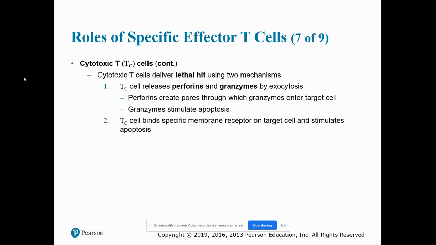Cytotoxic T cells deliver this lethal hit using two mechanisms. The first is they release these things called perforins and granzymes by exocytosis. And the perforins are going to create a pore where the granzymes can actually enter the target cell. And then the granzymes are going to stimulate apoptosis, which again is programmed cell death. And the cytotoxic T cell also binds to specific membrane receptors on target cells and stimulates apoptosis.